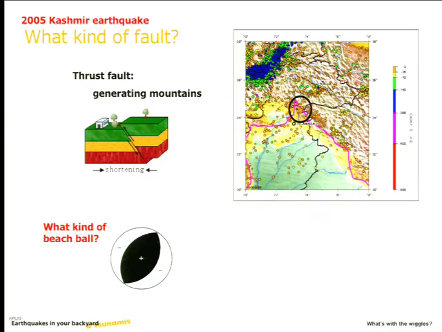Exactly. So the strike of the fault is going to be parallel to the mountain front. Okay, so the strike of the fault is going to be like this. And so what's the orientation of the beach ball? You just have to rotate it. This would be the orientation of the fault. So this is what the beach ball would look like.